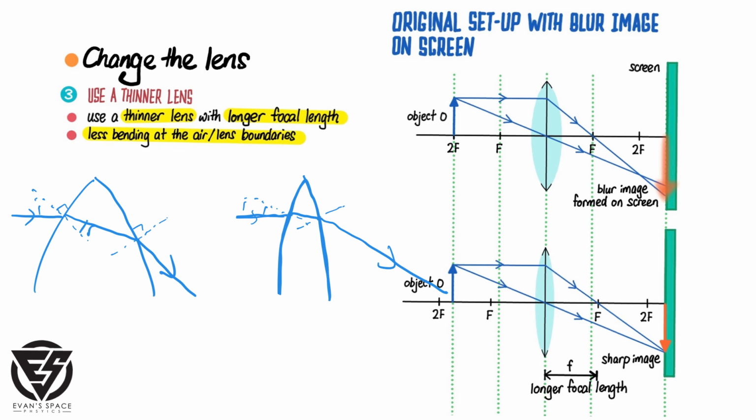So back to the diagram over here, because there's less bending at the two boundaries, the intersection point will be further away from the lens, and if it can fall nicely on the screen here, you'll get a sharp image. So that's another way to get a sharp image.